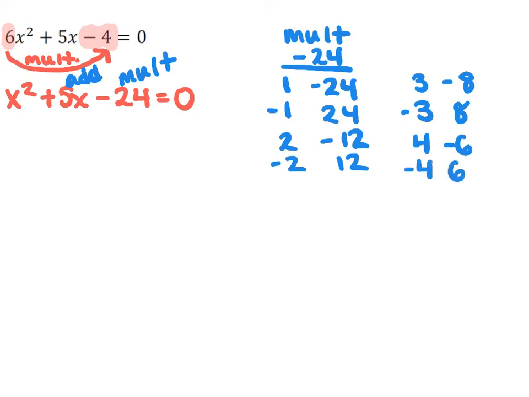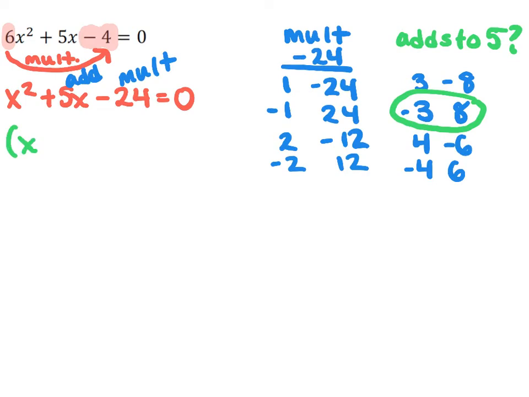Now out of all of those numbers, the only set that adds to 5 is negative 3 and 8. So this is the set we're going to use to write our factors. So I can rewrite it as x minus 3 and x plus 8 set equals 0.